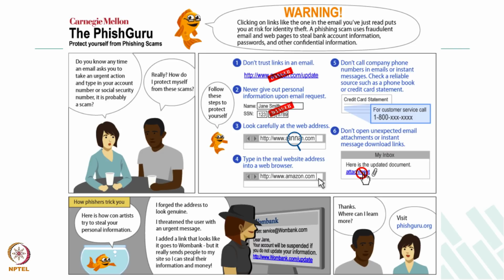So left and top, if you see, do you know any time an email asks you to take an urgent action and type in your account number or social security number? It is probably a scam. Really? How do I protect myself from these scams?